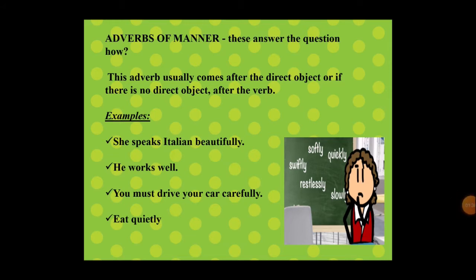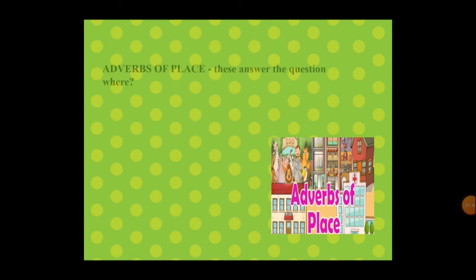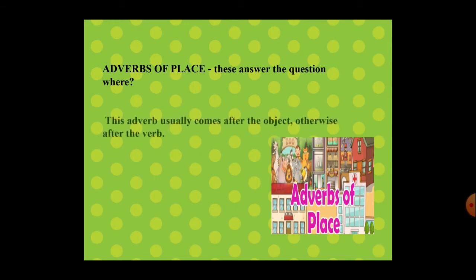Next is adverb of place. These answer the question where. Adverbs of place tell us more about where the verb took place. This adverb usually comes after the object, otherwise after the verb.